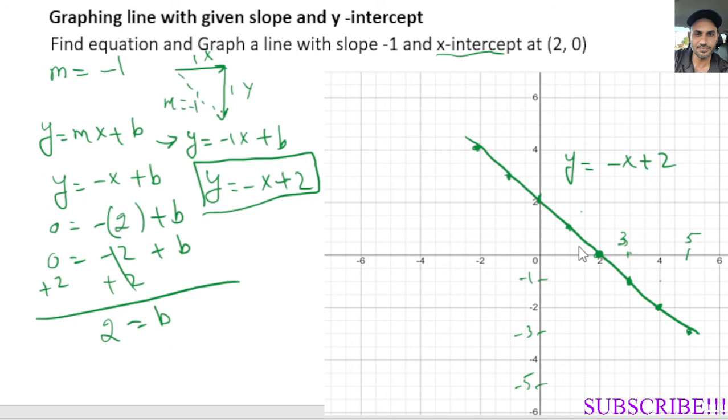So that's how you are going to graph these lines when you're given a slope and you're given one of the x or the y-intercepts. And this is the x-intercept. So hopefully this helps.